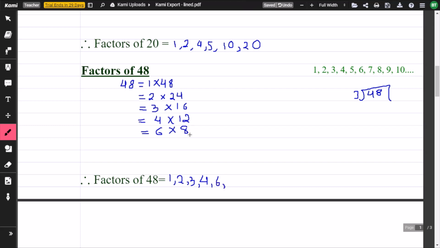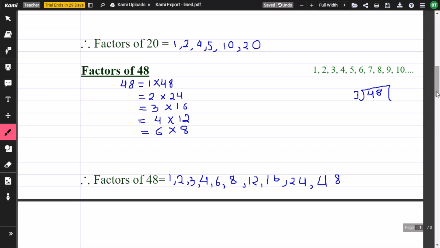Now another factor is 8, you can see here 8, and we have 12, here we have 16, 24, and at last we have 48. So these are the factors of 48. 48 is exactly divisible by each of these numbers.